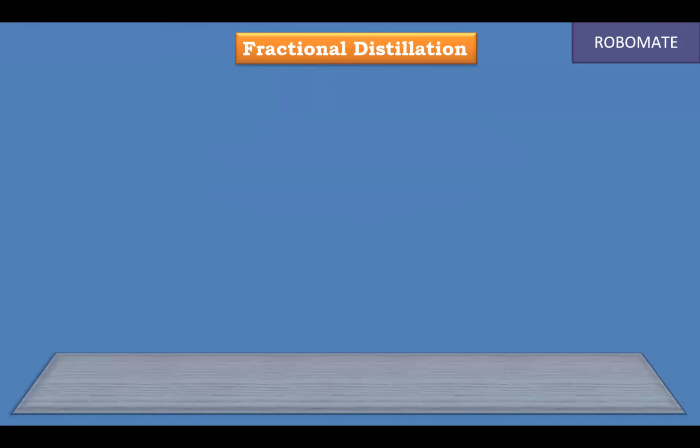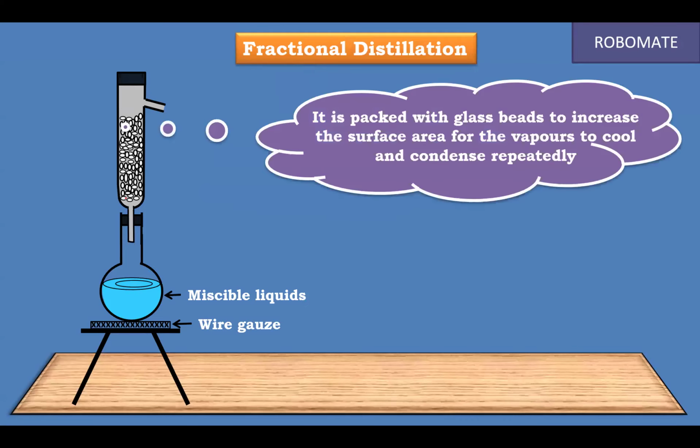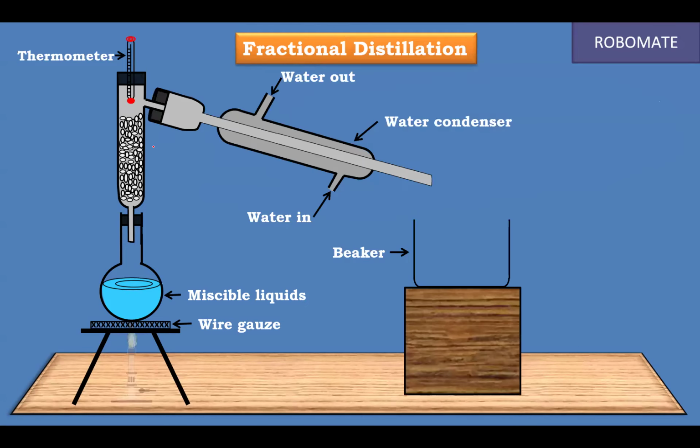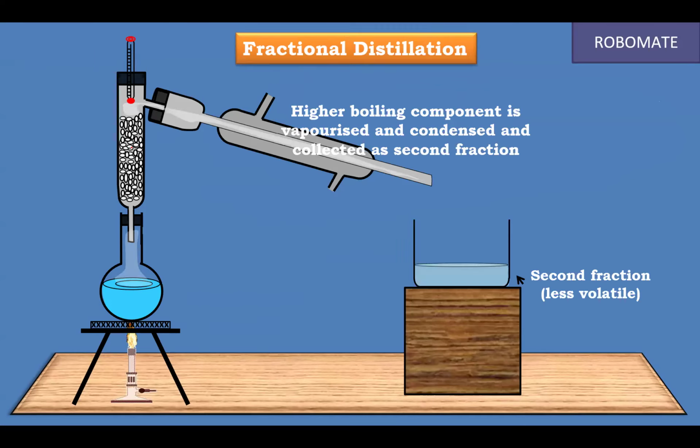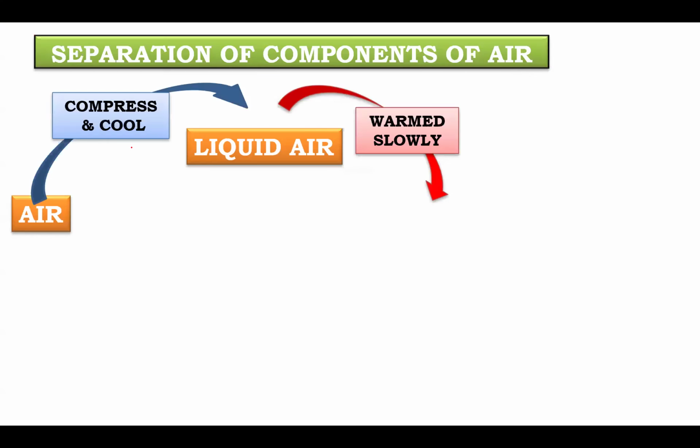Fractional distillation we did, beta. In fractional distillation, can you see what we kept? Separating funnel. Initially, which liquid will come? One liquid. So this we have done, beta. Then another liquid will come after some time.